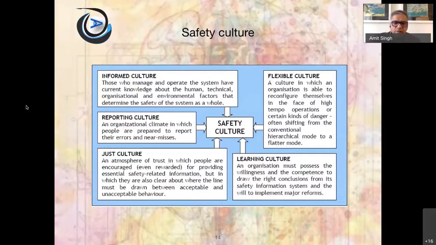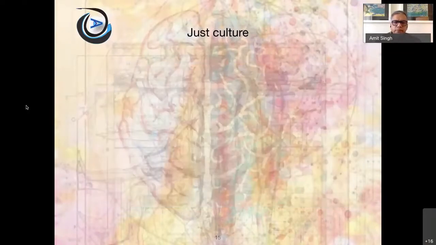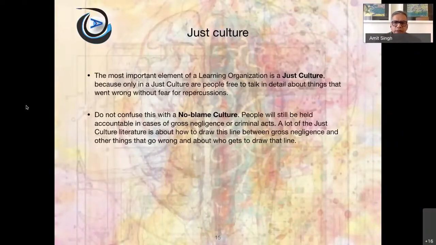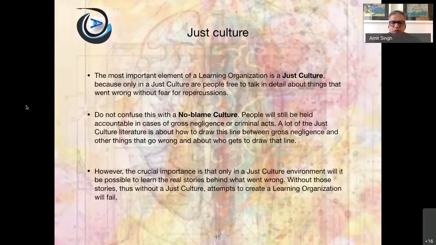So just culture is an atmosphere of trust in which people are encouraged or even rewarded for providing essential safety-related information, but in which they are also clear about where the line is drawn between acceptable and unacceptable behavior. So in just culture, it is a no-blame culture, and people who are found to have violated the regulations or the procedures deliberately will be blamed. It is not a no-blame culture, but there is an element of differentiation of what is acceptable and what is not acceptable.